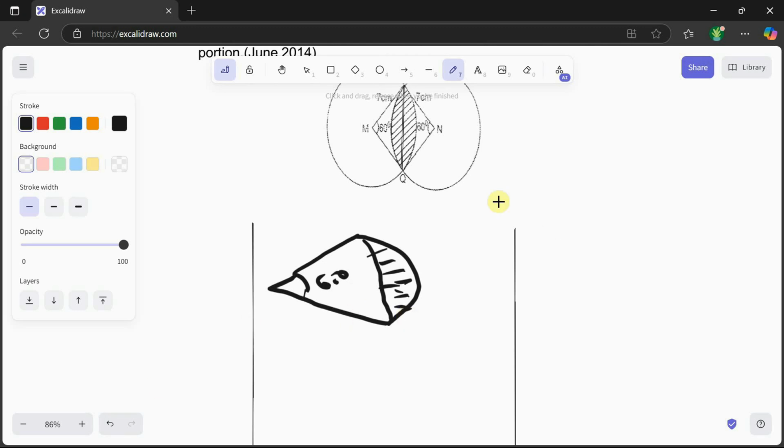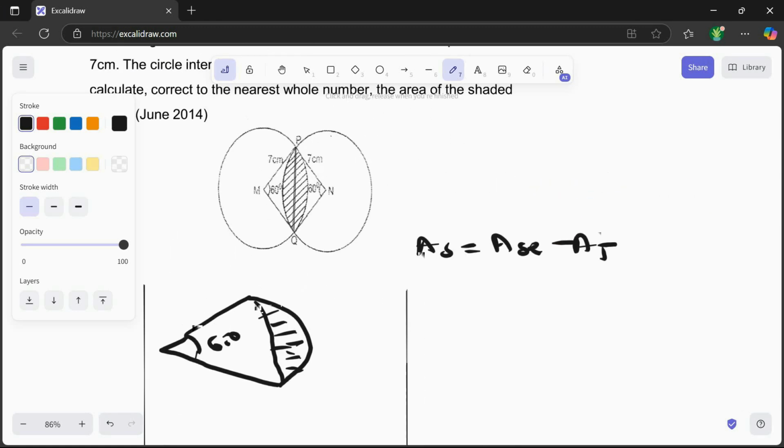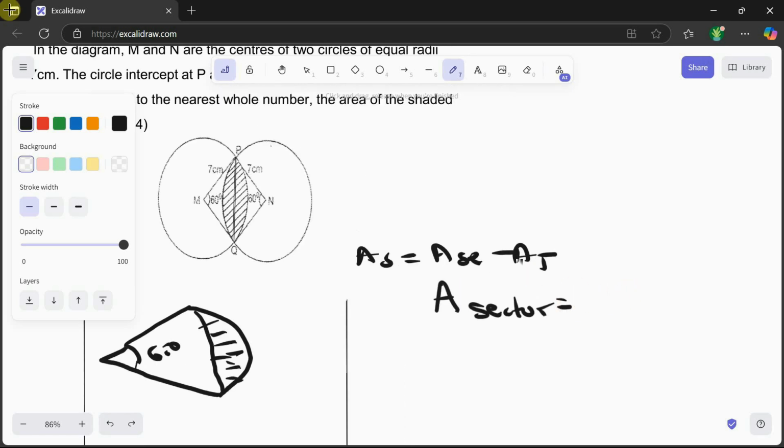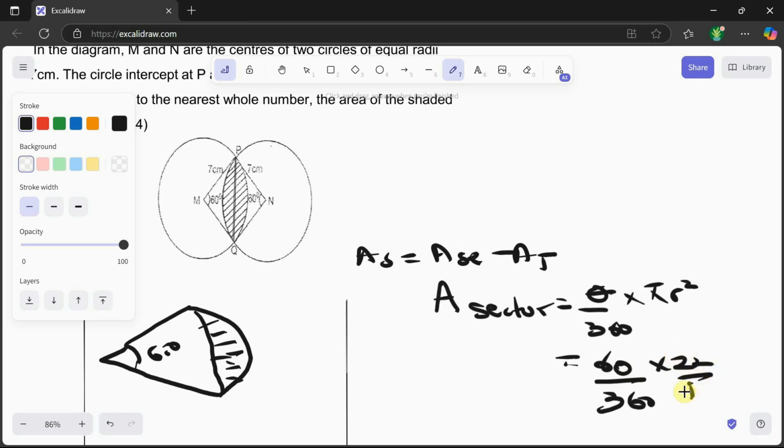So for area of segment, we said that would be area of sector minus the area of the triangle. So let's take it one at a time. For the area of sector, we said this is theta over 360 times pi r squared, and that would be 60 over 360 times 22 over 7 times the radius 7, so that will be 7 squared.